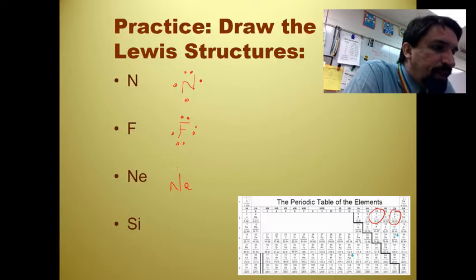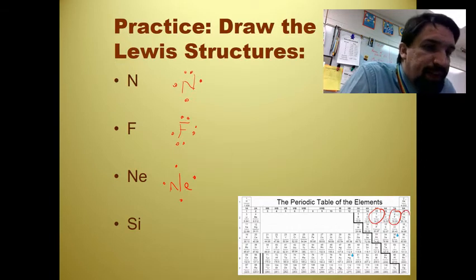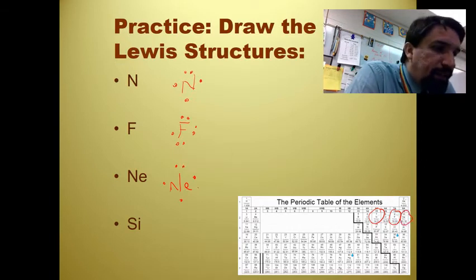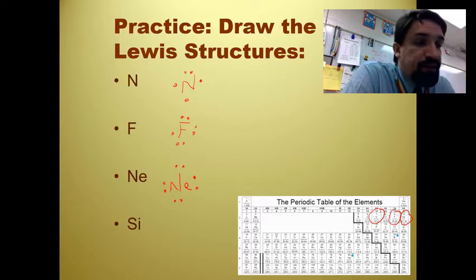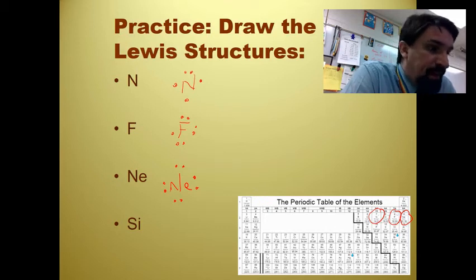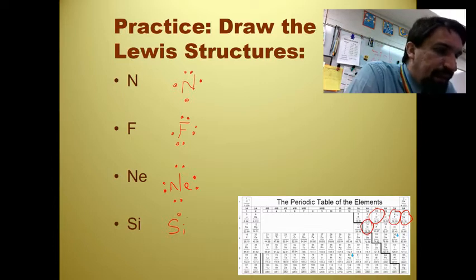Neon, there's an explanation here of why neon doesn't like to bond. Neon has 8 valence electrons. Check out its Lewis structure. You can tell by looking at its Lewis structure that it's completely full, and it's not going to want to bond anymore. And silicon is a lot like carbon. It's right underneath it on the periodic table. It has 4 valence electrons, so it should look like this.